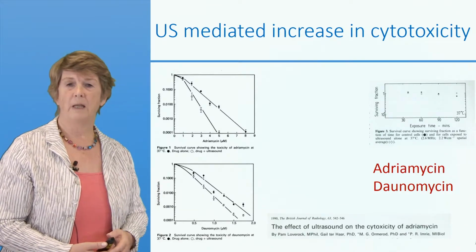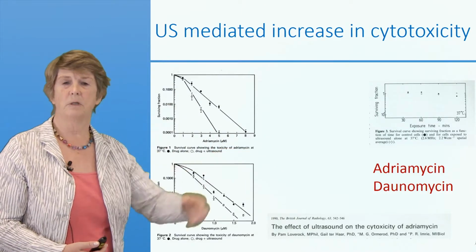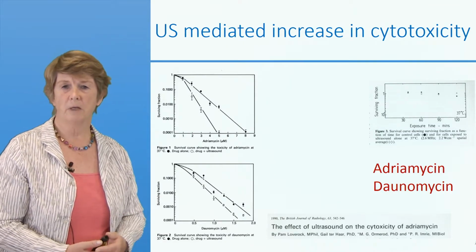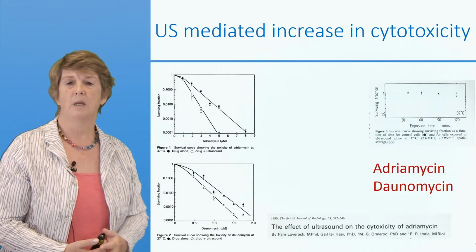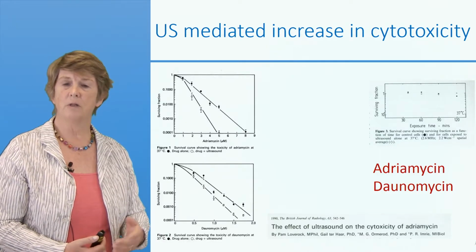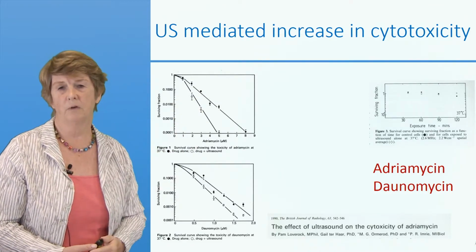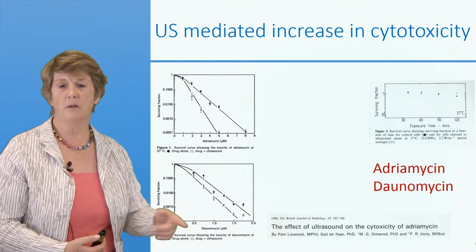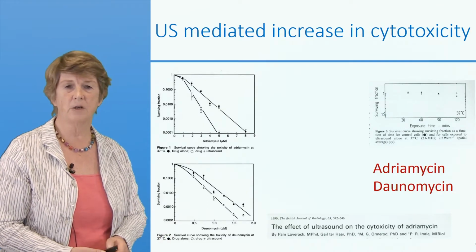So if we look again at the left, the curve with the solid black symbols is the effect of given doses of adriamycin on cell killing. So this is adriamycin alone. And the curve with the open symbols is when you expose the cells to both adriamycin and ultrasound in vitro. And you can see that for any given drug dose, you get more cell killing if you have your ultrasound as well as your drug. So the top curve is for adriamycin, the bottom curve is for daunomycin. So this is for single cells in suspension.